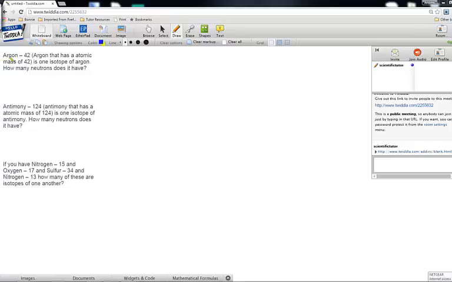Here we start with the first question, argon 42. That means argon that has an atomic mass of 42 is one isotope of argon. How many neutrons does it have? Argon is represented on the periodic table as Ar. Its mass is 42, like they've stated in the question.